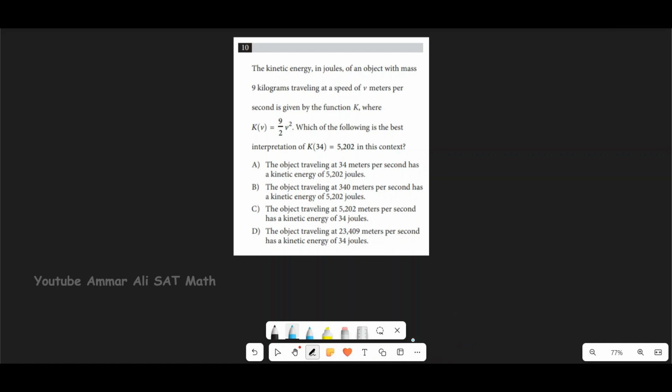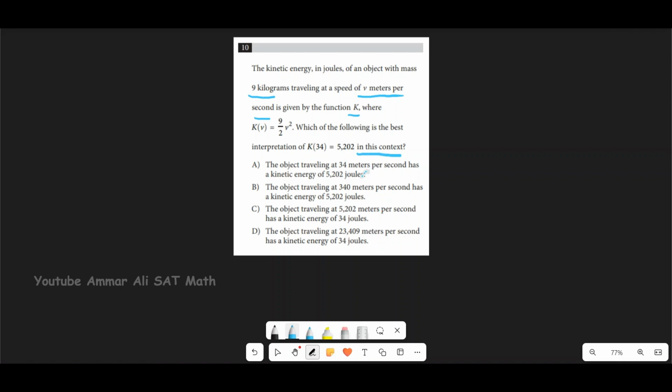This is a question from the official practice test 5 from 2024, linked in the description below. The kinetic energy in joules of an object with mass 9 kilograms traveling at the speed of v meters per second is given by the function k, where k of v is equal to 9 over 2 times v squared. Which of the following is the best interpretation of k of 34 is equal to 5,202 in this context?